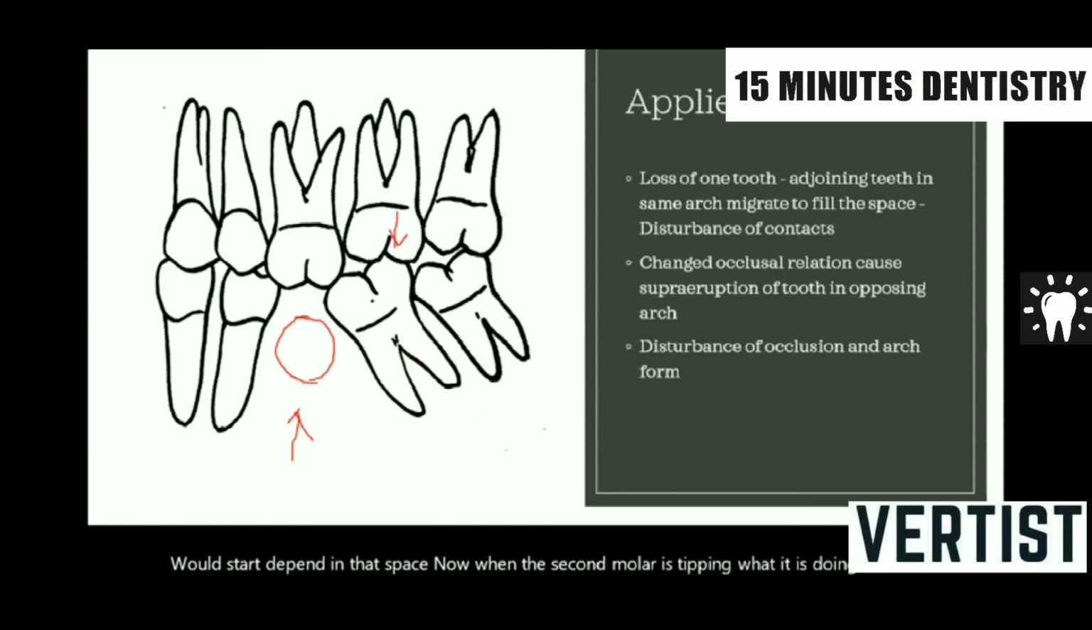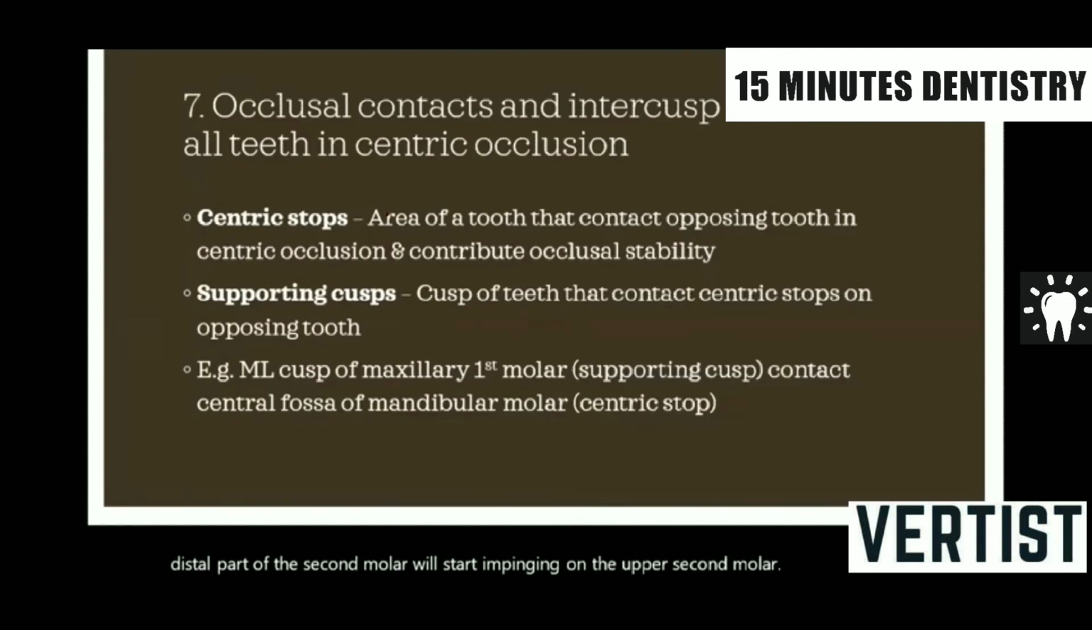As this is tipping mesially, see this third molar. It will come out of contact with the opposite third molar. There would be space between them, so that the person won't be able to chew from that side properly. So these interrelationships are very important.